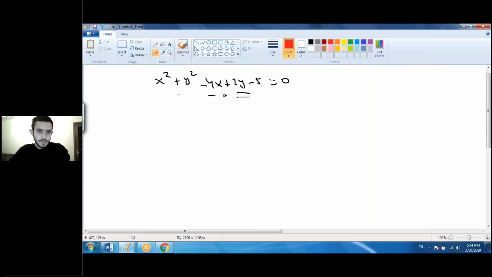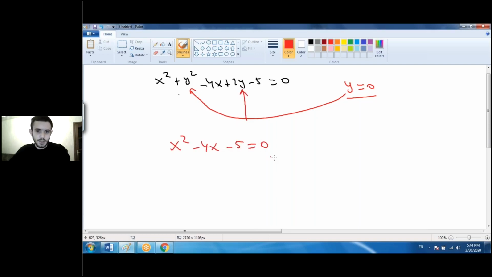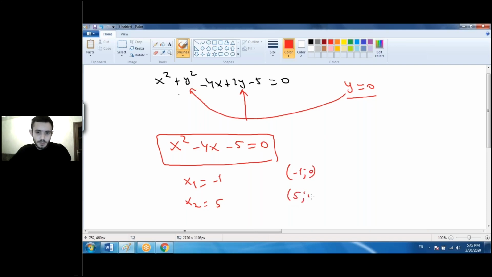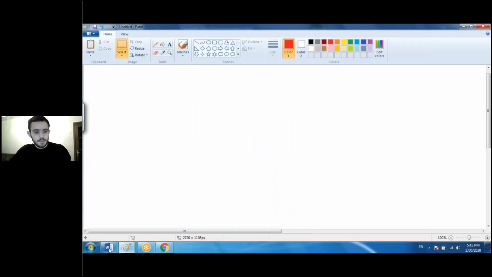So if you're looking for x-intercept, you can just substitute y equals 0 and get x squared minus 4x minus 5 equals 0 and solve the quadratic equation. You can solve it using discriminant, Vieta theorem, or private cases. So the first root and second root will be minus 1 and 5 respectively. Now it means that the first point is (minus 1, 0), and the second one is (5, 0). That's it. So let's continue.